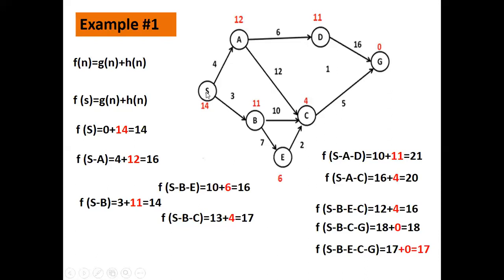Another path from S to B and then B to C. So S, B and C. What is the actual cost? Actual cost is S to B is 3 and B to C is 10. That is 10 plus 3, that is 13. And the estimated cost of C to reach the goal node is 4. So 13 plus 4, which is nothing but 17.